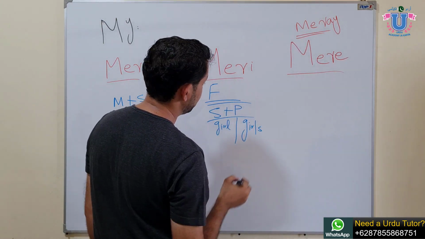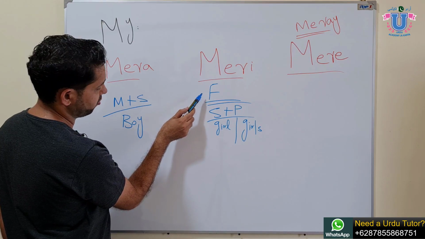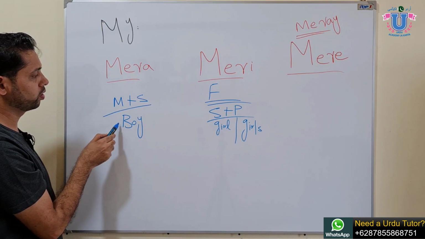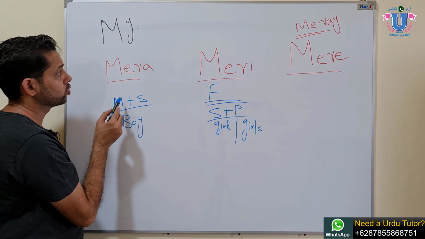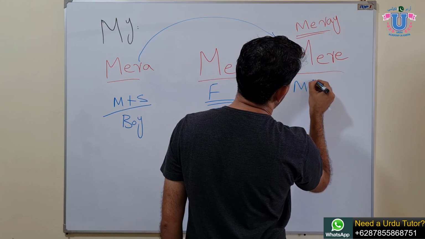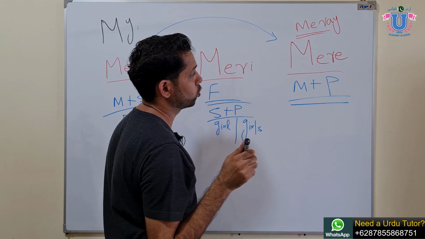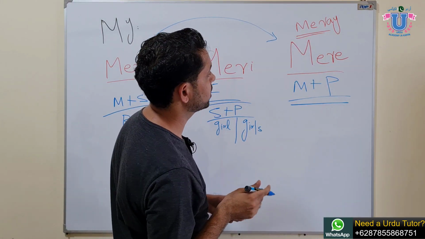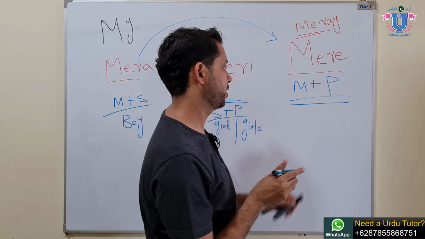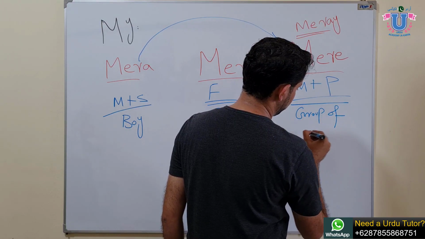Okay, and the third, mere. So meri is used for feminine, both singular and plural, but mera is only used for masculine singular. So that means the third one, mere, can be used for masculine plural. You can use it for masculine plural, or for a group of people of both genders. For example, if you want to say my friends, there are both male and female friends, then you can use mere. So it can be a group of people.